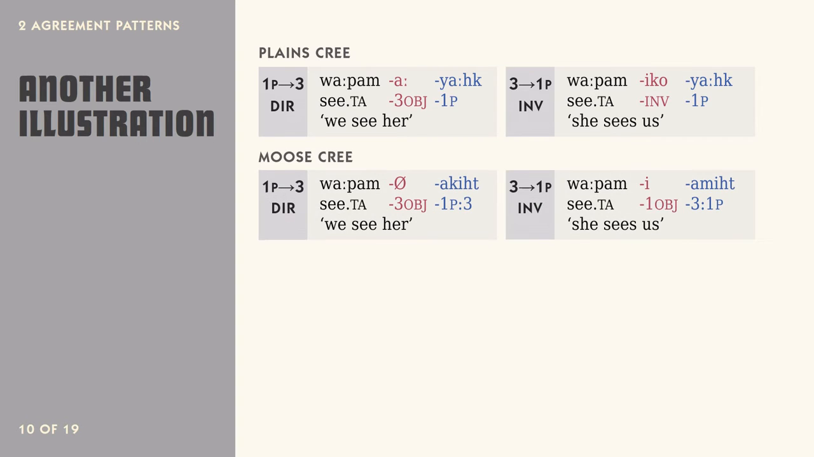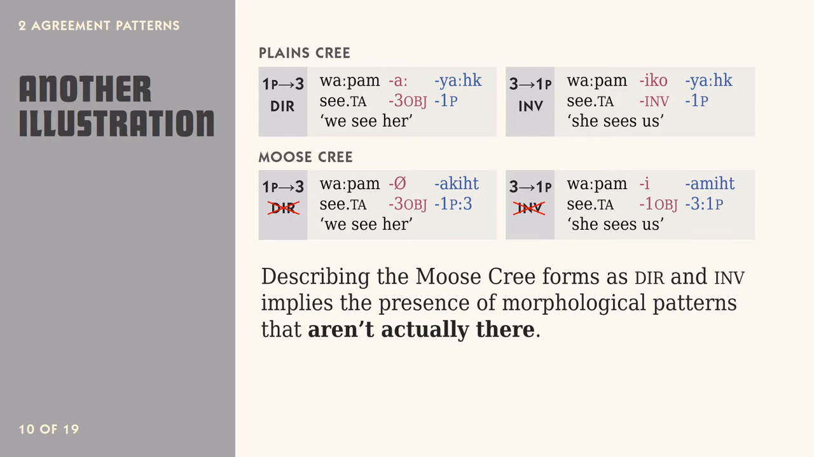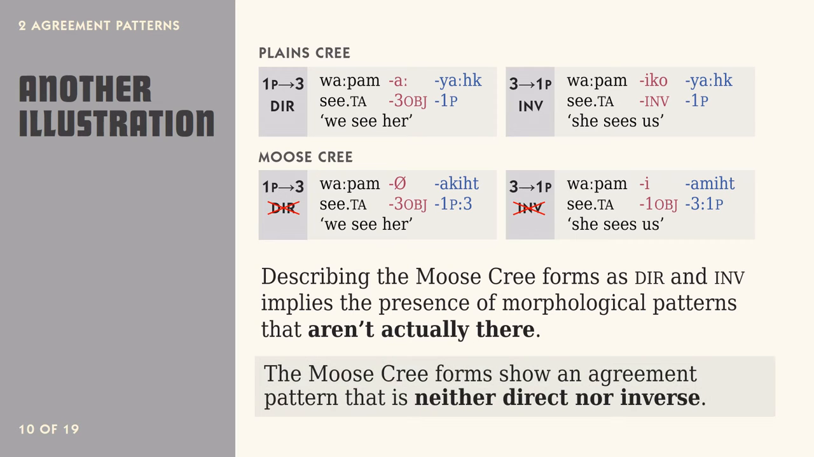The equivalent forms in Moose Cree, however, are quite different. The central agreement indexes both arguments, rather than picking out the higher ranked one, and the inverse theme sign doesn't appear. Instead, the theme sign indexes the patient in both forms. Third person in see her, first person in sees us. It's accurate to describe the Plains Cree forms as direct and inverse, but there's no reason to do the same for Moose Cree. If we describe the Moose Cree forms as direct and inverse, we're implying that they have properties that aren't actually there. And we're also obscuring what's actually going on, because the Moose Cree forms do show a particular agreement pattern. It's just a pattern that happens to be different from the direct and inverse patterns.